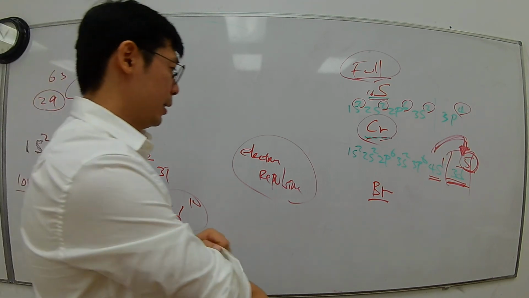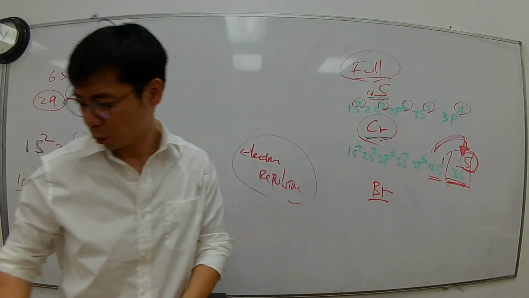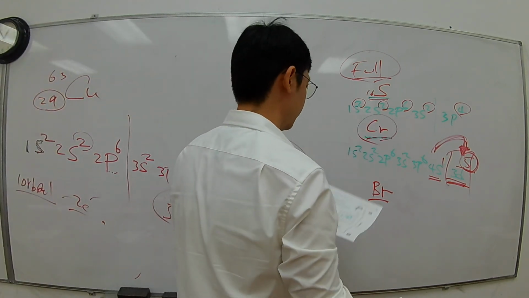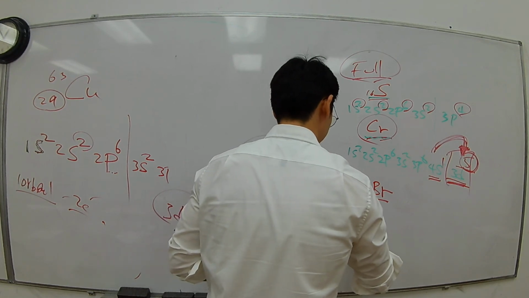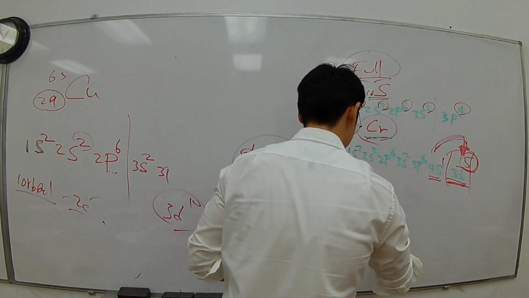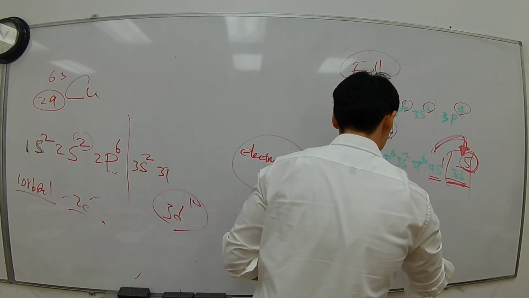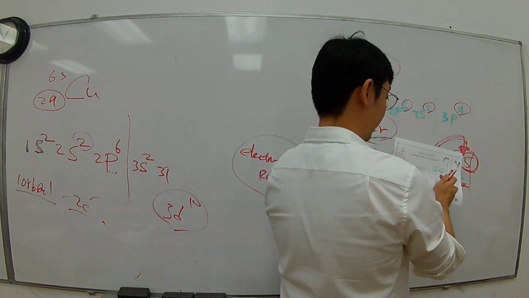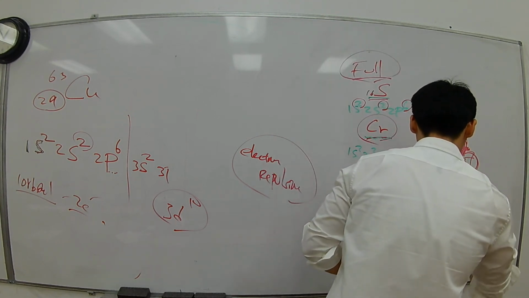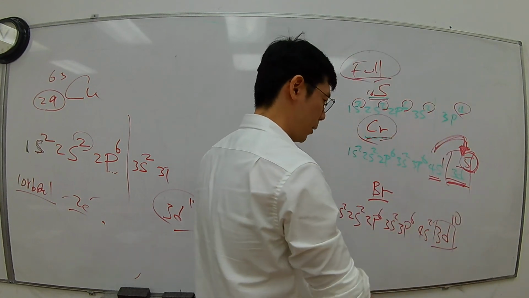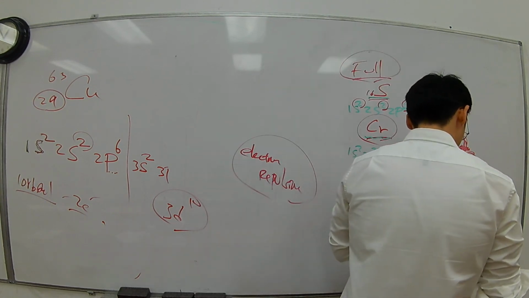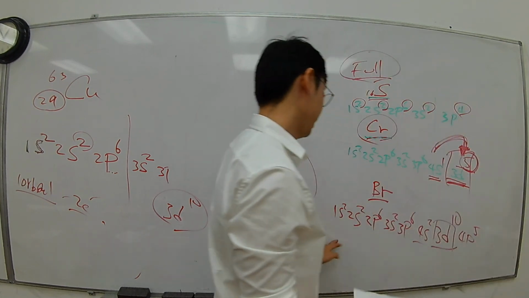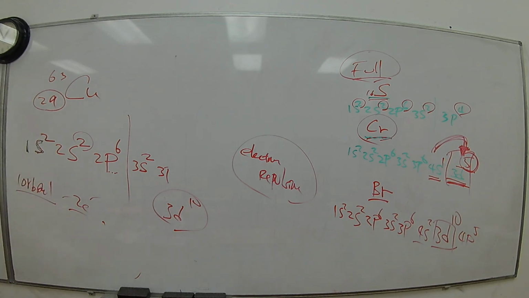And now, Br. Okay, so if you look at Br, guys, this one has a lot of stuff. So it becomes 1s2, 2s2, 2p6, 3s2, 3p6, 4s2. Okay, now this is all filled in, right? 3d10. Keep in mind, guys, 3d comes after the 4s. This part, guys, also 4p5. That's the configuration for Br. Any questions, guys?